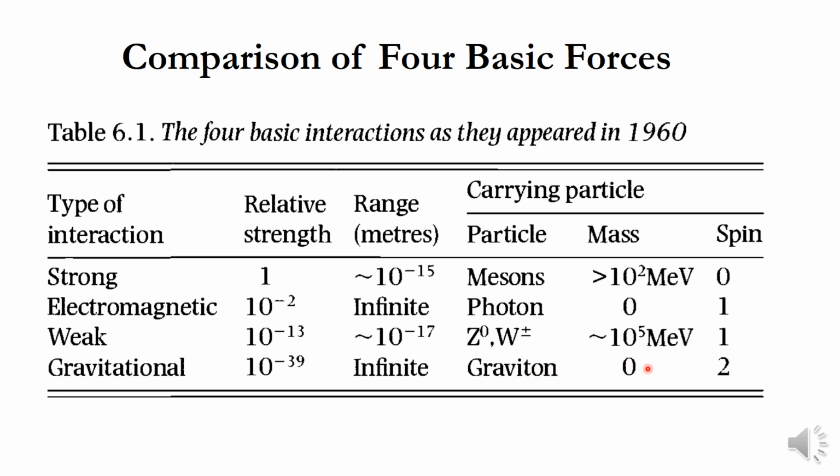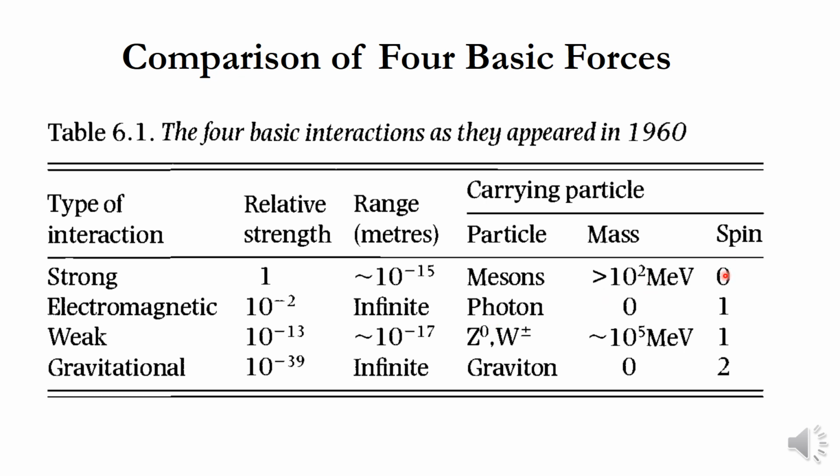Since the graviton is massless, it has infinite range. The weakons are heavily massed, with masses of the order of 100 GeV or 10 raised to 5 MeV. So the weak force has the shortest range, 10 raised to minus 17 meter. And again, the photon is massless. Since the photon is massless, the electromagnetic force has infinite range, and the meson is somewhat massive, so the strong force has a range of 10 raised to minus 15 meter.